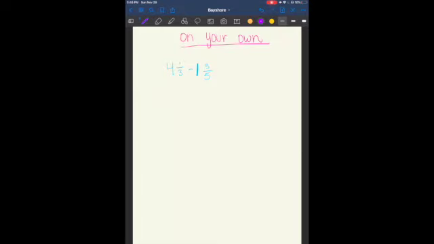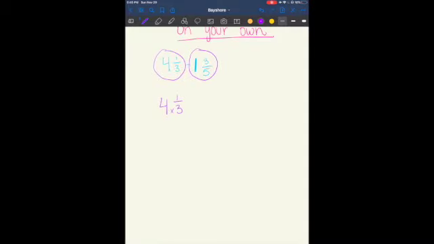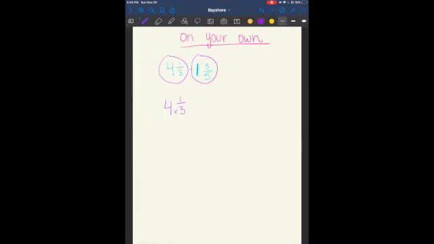You may remember doing this when we were doing simplifying fractions. So you're going to take this mixed number and this mixed number and turn it into an improper fraction. So we have 4 and 1/3. So 4 times our denominator, right? We do whole times our denominator. 4 times 3 is 12.